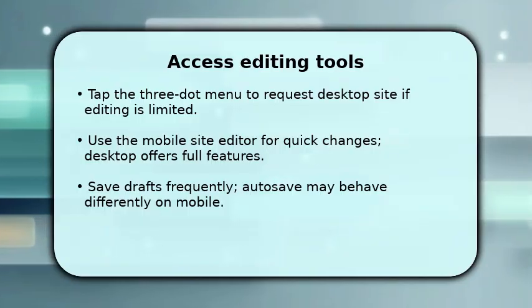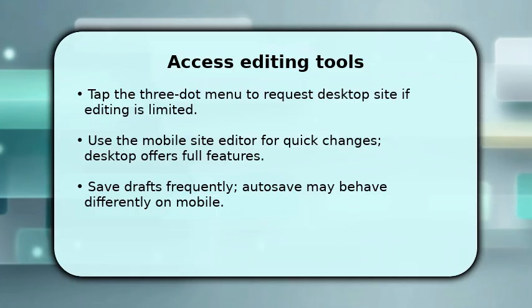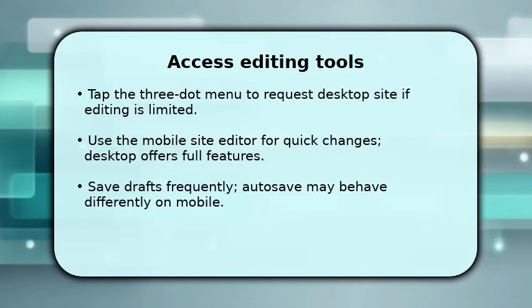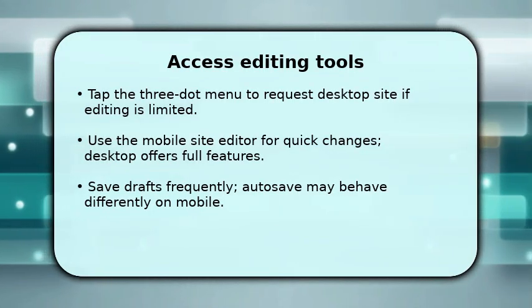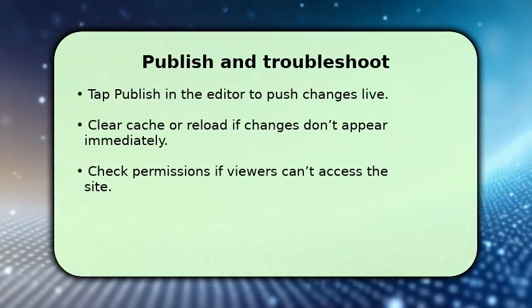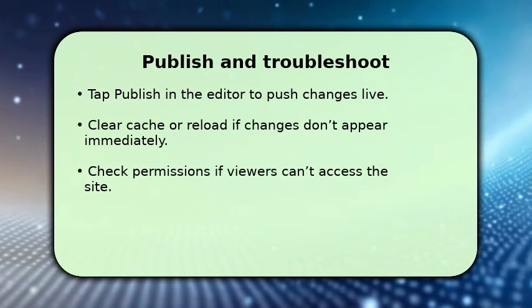If you prefer quick edits, use the mobile-friendly editor to change text, images, and links. It's faster and simpler. Make sure to save often, because autosave can be less predictable on mobile networks. Once edits are done, preview the page in desktop and mobile views to confirm layout and functionality. When you're ready, tap Publish in the editor to make your changes live.